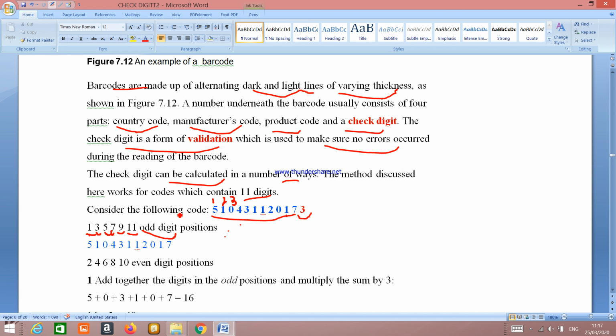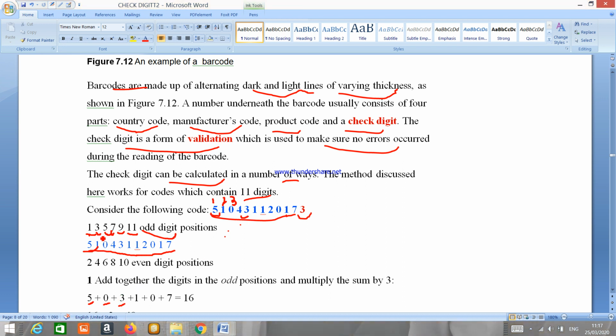They are odd position. Now the digits at odd positions, as you can see, this is the original number. So the digit at the odd position will be this one. 5 is the odd position, and 0 is the odd position, and then 3 is the odd position.